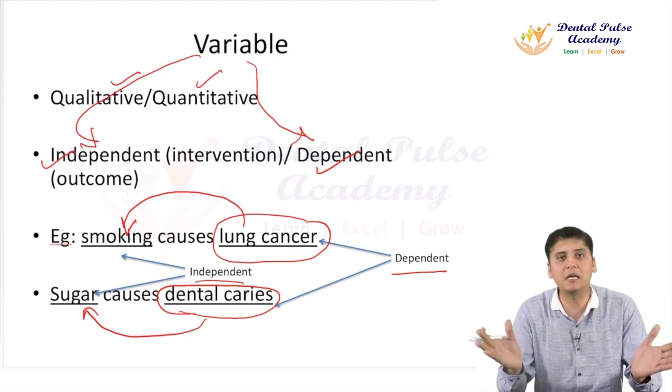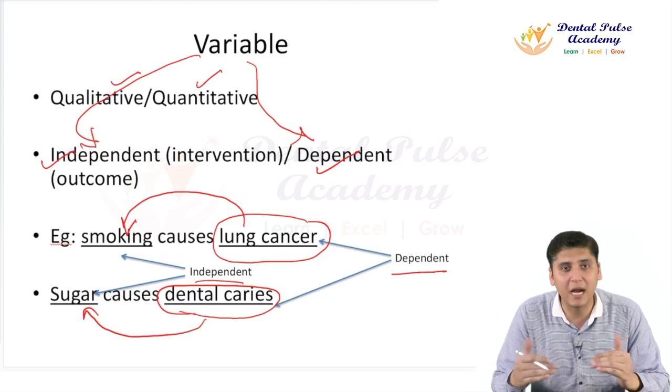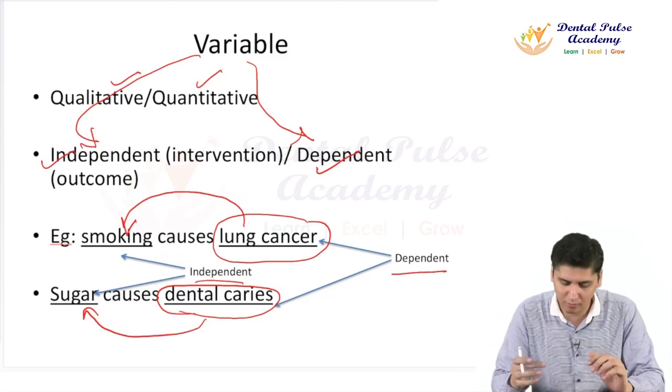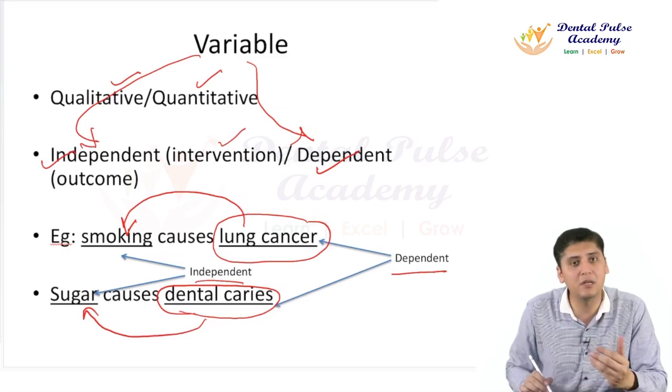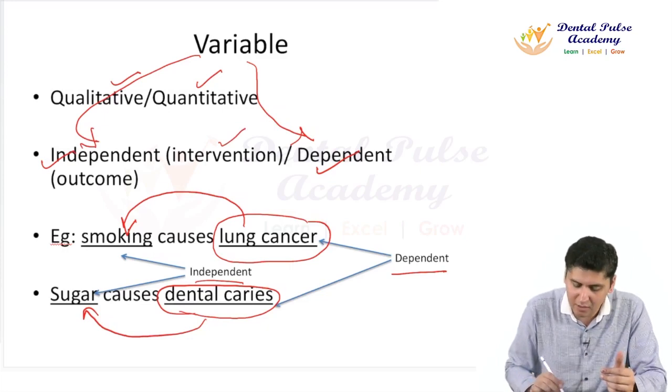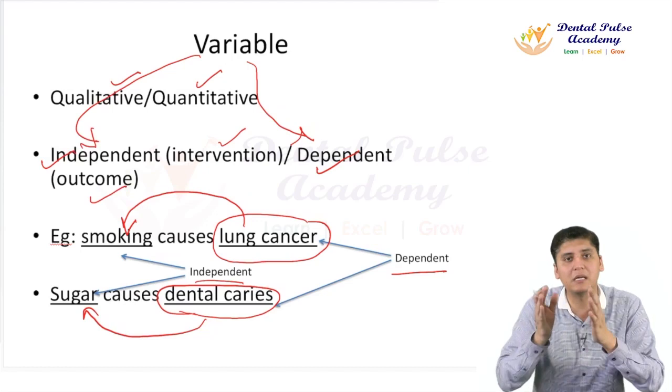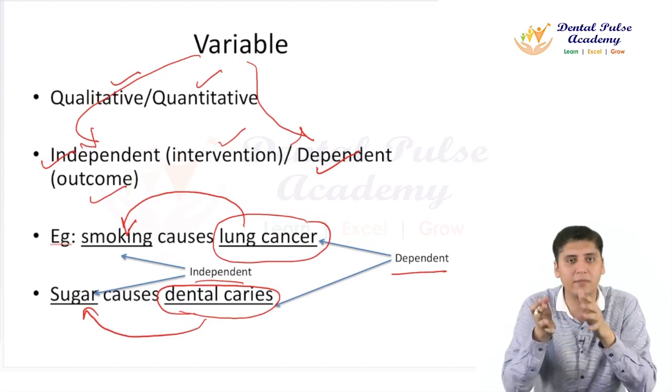Independent variable is the independent factor that is acting upon the dependent variable. So basically, the independent variable is the intervention or the risk factor, and the dependent variable is the outcome, which is the result of action from the independent variable.